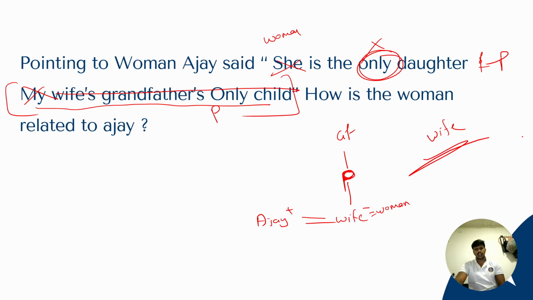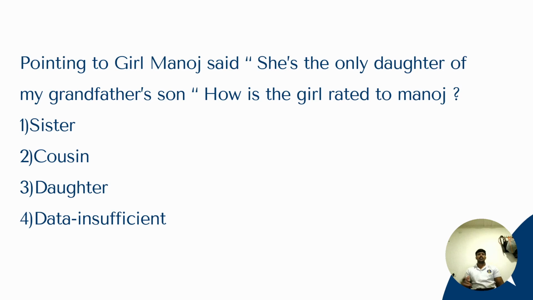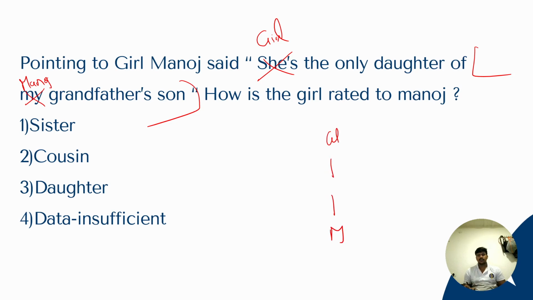Let us solve one more. We'll wind up. Okay, let's go. Pointing to a girl, Manoj said, "She is the only daughter of my grandfather's son." So first, my means Manoj here, and she means the girl. So Manoj, first solve this part. Manoj's grandfather's son. So Manoj is here, grandfather is here. Grandfather's son is Manoj's father. One possibility. We'll come back later to the next one.